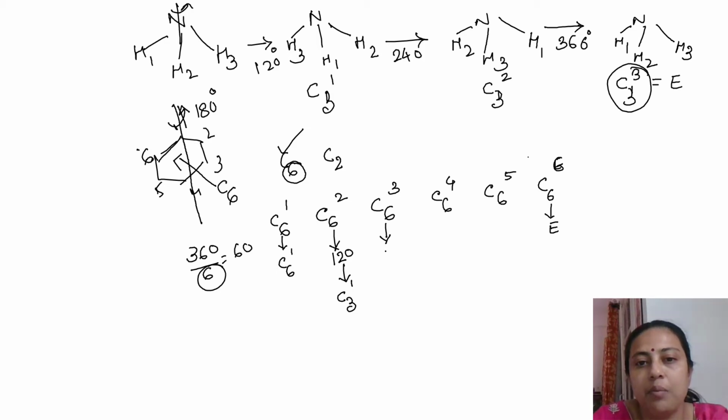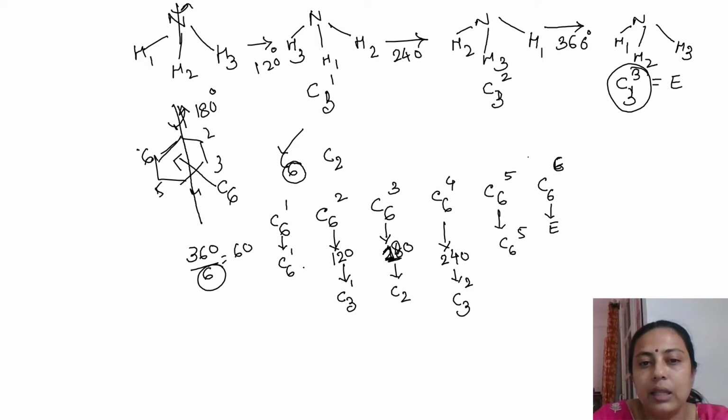C63 is nothing but a 180-degree rotation, so this is clearly C2. This is a 240-degree rotation, so this is C32. And this is going to be C65.